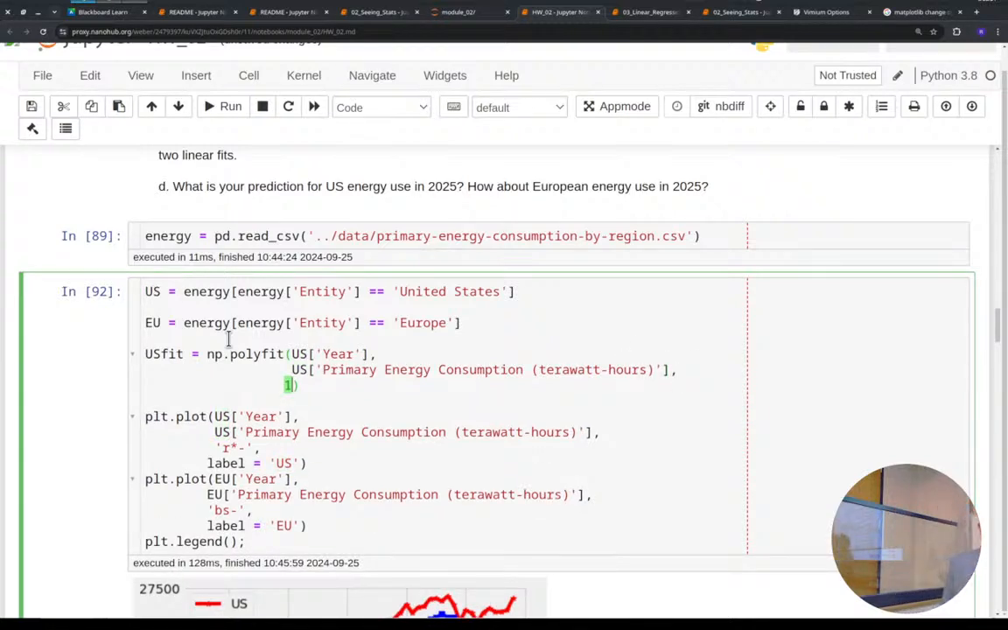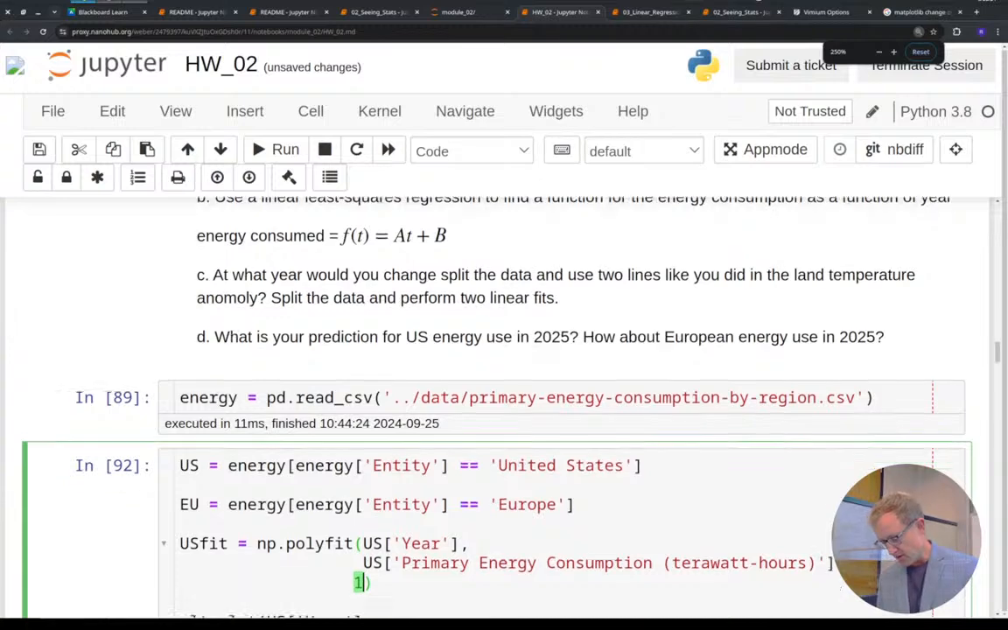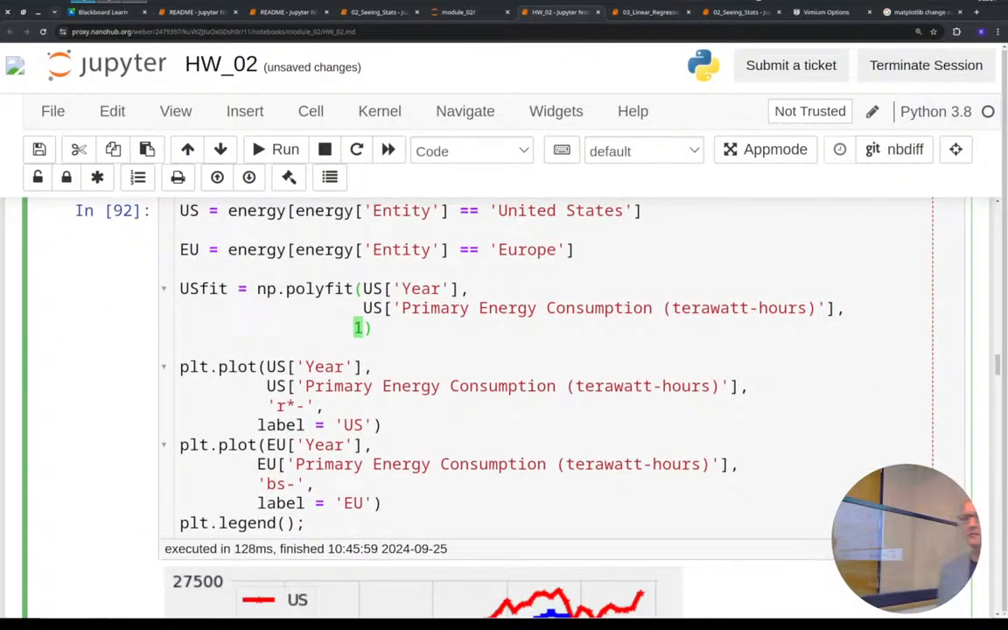So polyfit is a built-in least squares regression function in NumPy. There are other regression fitting tools, but polyfit is the one that's most used, and it's the most similar to Excel. If you say, give me a best fit line, that's what polyfit would be similar to.